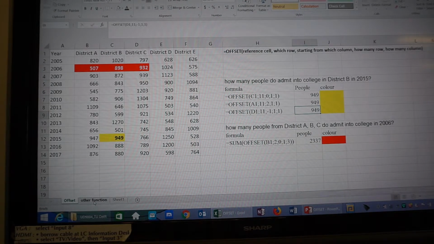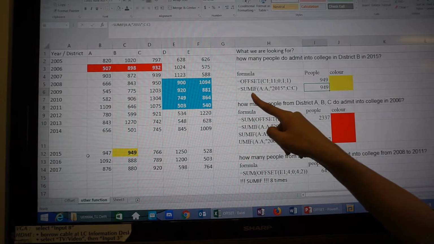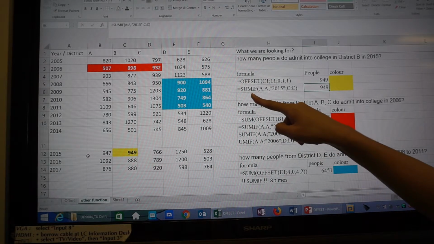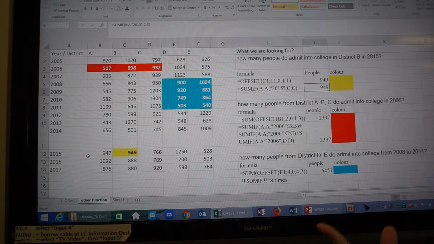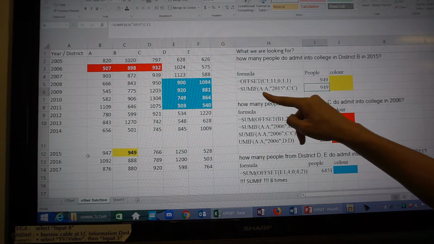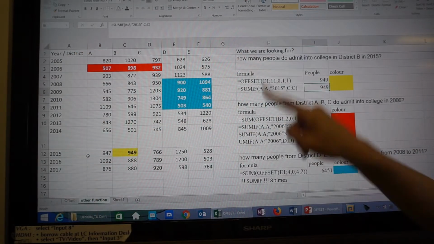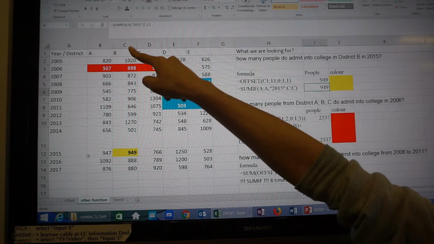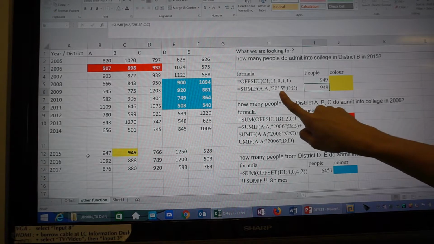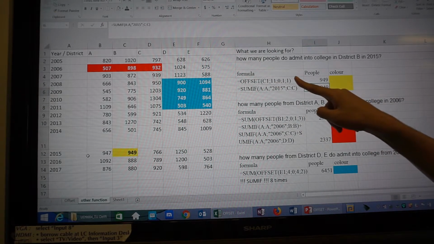You may think, why do we need to have the offset? Or we can use SUMIF to locate the data. Locating data with SUMIF is much easier, you may think, because we only have the year column here in A, and also the district that we are going to look for, which is the C column, and we are looking for 2015, and we can also have the 949 as what we did in the offset function.